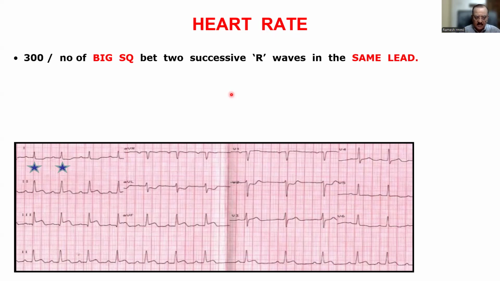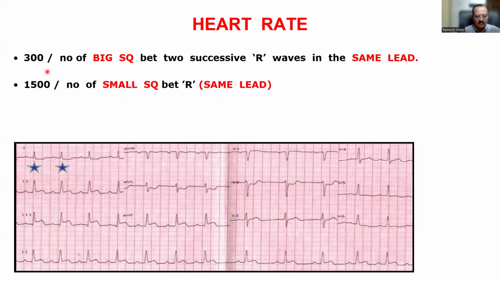That goes by another formula. Instead of big squares, we count the number of small squares. Each big square has 5 small squares, isn't it? So count the number of small squares the same way between two R waves in the same lead. Here the calculation is 1500 divided by the number of small squares. For example, here you have counted 1, 2, 3 big squares, so you calculated the heart rate as 100.